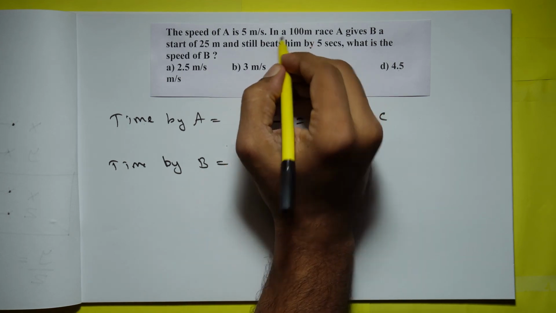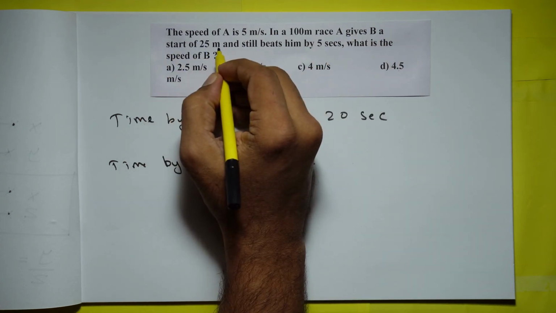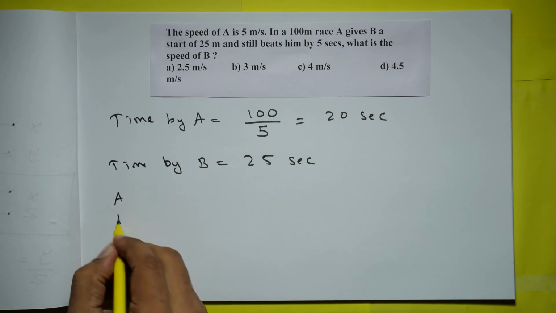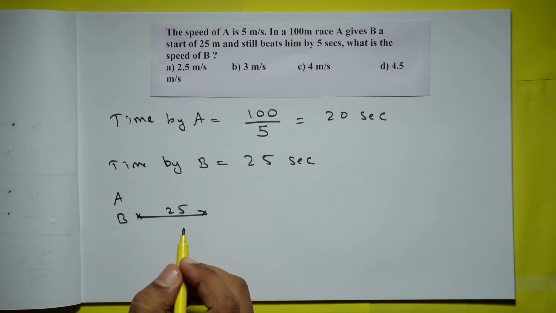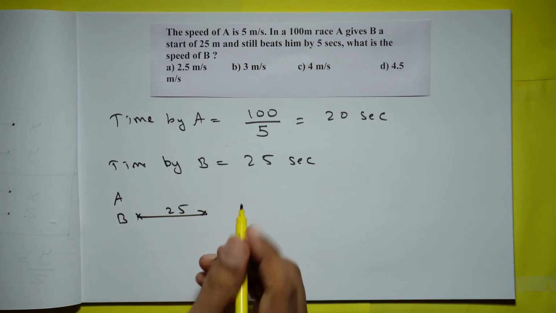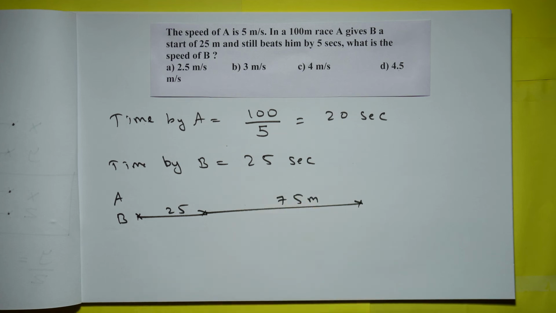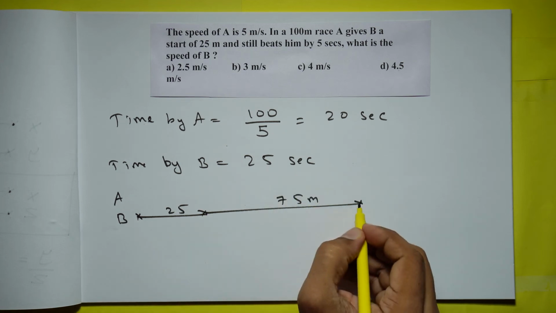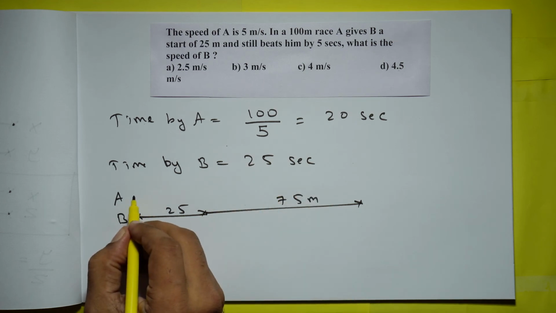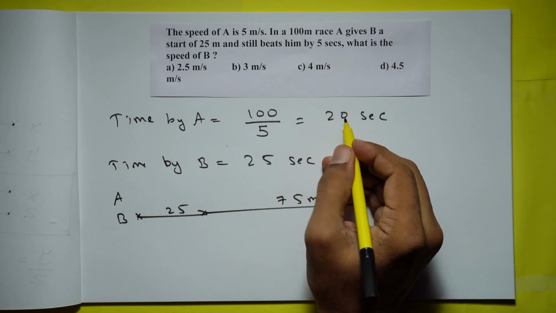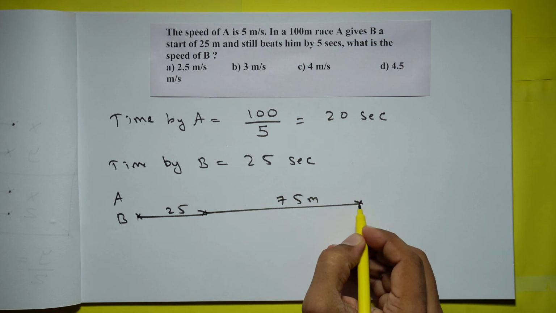The other information given is in a 100-meter race, A gives B a start of 25 meters. So what it says is that A allows B to run initially for 25 meters. Only then will A start. Now B has to do the remaining 75 meters. And to do this 75 meters, B requires 25 seconds, whereas A will do the full 100 meters in 20 seconds.